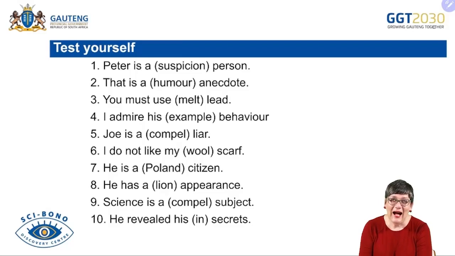Number 4, I admire his example behavior. Number 5, Joe is a compelled liar. 6, I do not like my wool scarf. Number 7, he is a Poland citizen. Number 8, he has a lion appearance. Number 9, science is a compelled subject. And number 10, he revealed in secrets.